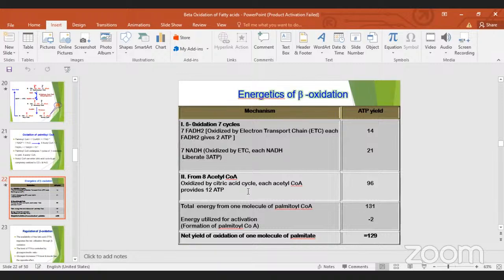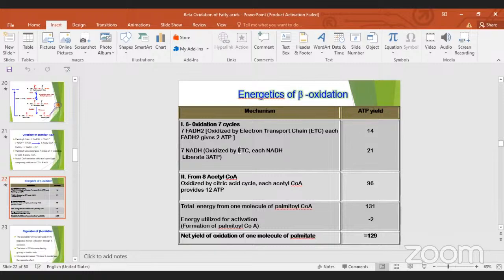In beta oxidation, 7 cycles occur. Here, 7 FADH2 are oxidized by the electron transport system. Each FADH2 gives 2 ATP molecules. So for 7 FADH2, 7 into 2 is equal to 14 ATP formed.